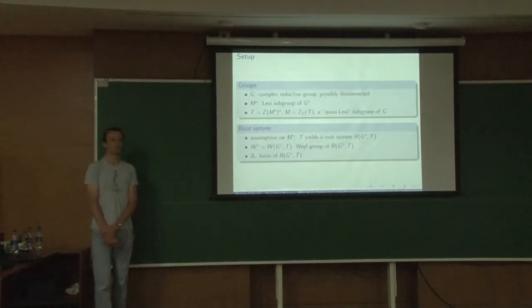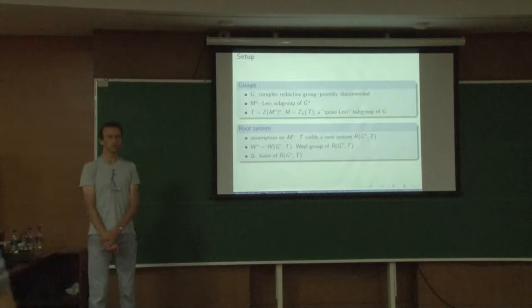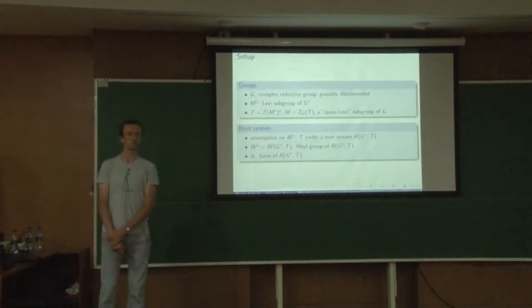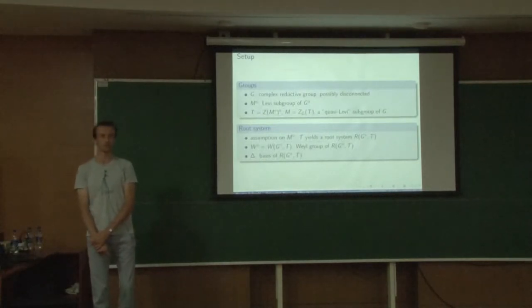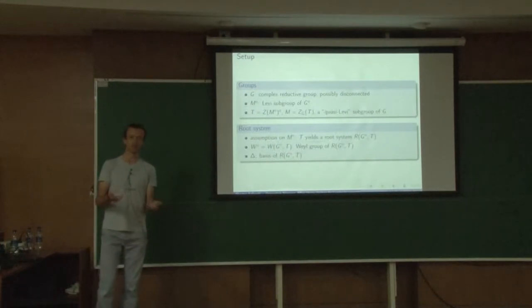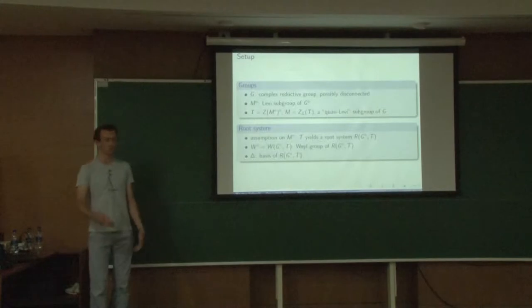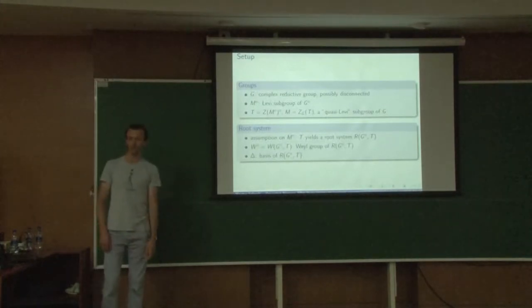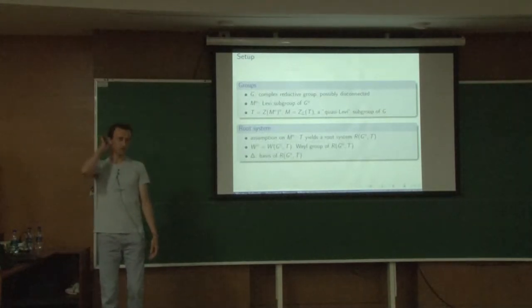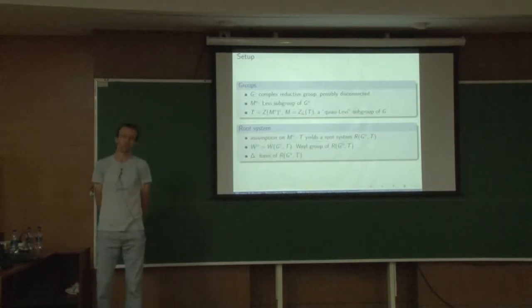And if you have such a torus in any reductive group, you can make it act on the Lie algebra, and you get from that some system of roots. It doesn't have to be a root system a priori, but for the purpose of this talk, I will assume that you will get a root system in this way. In the cases which I will need, that holds.